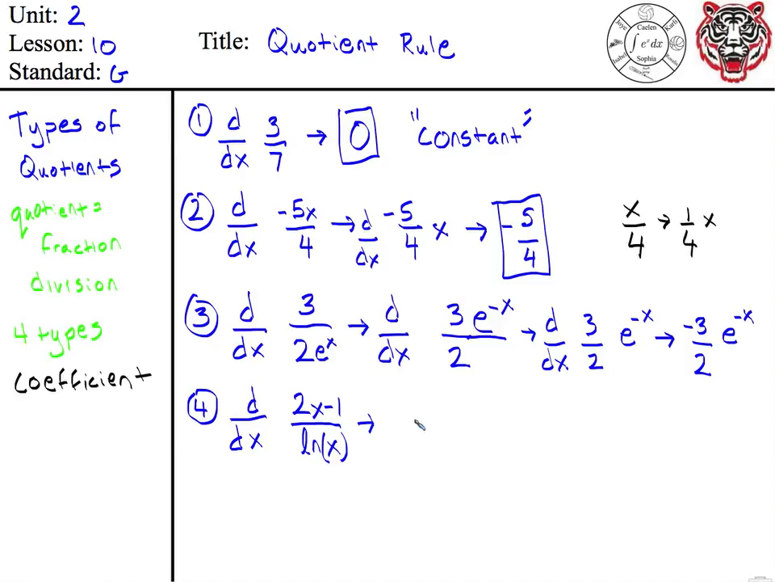All right, now we have variables in the top and the bottom. So I have function on the top, function on the bottom. Okay, now what am I going to do? What would you call that one? Function on the bottom, or you can say variable in the denominator.